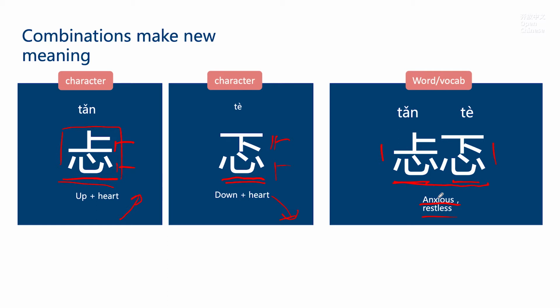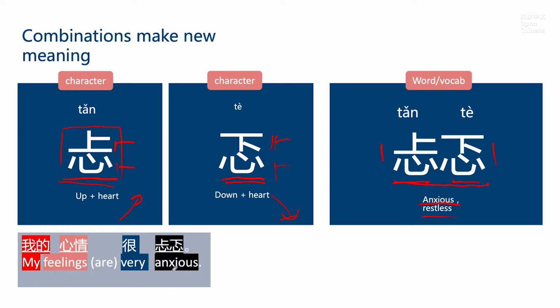Okay, let's move on. 我的心情很忐忑. My feelings are very anxious. 我的 my 心情 feelings. Xing, here we have xing, heart, right? Qing meaning the emotion or affection or feelings. So 心情 is the feelings or affections of the heart. It's your inner soul's feelings. So feelings are very, very is 很.